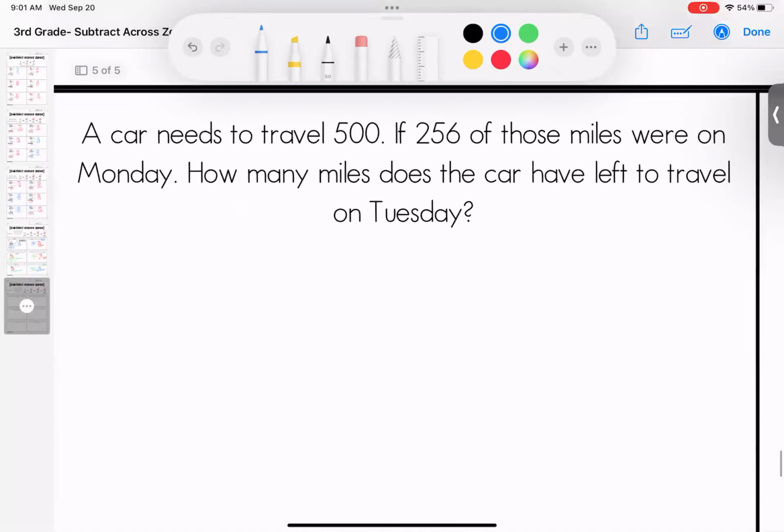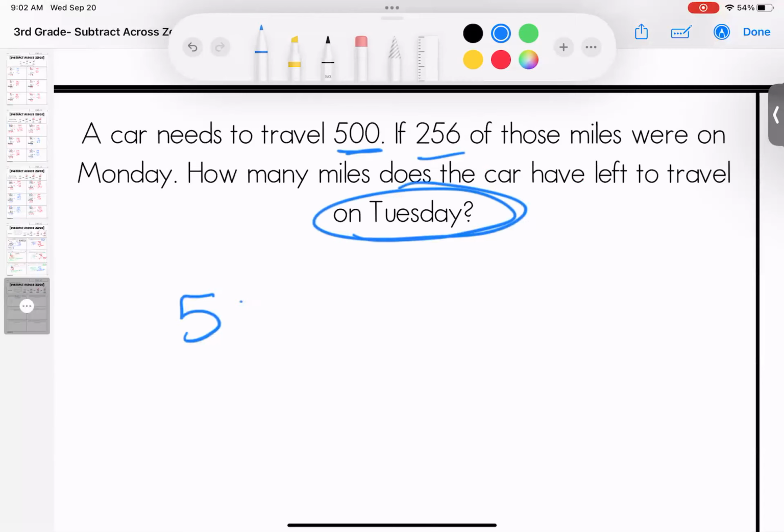Last page of word problems. As a reminder, when we're doing word problems, we're thinking, what are they asking me to do? What numbers are they giving me to use? And then finally, I need to solve. It says a car needs to travel 500 miles. If 256 of those miles were on Monday, how many miles does the car have left to travel on Tuesday?